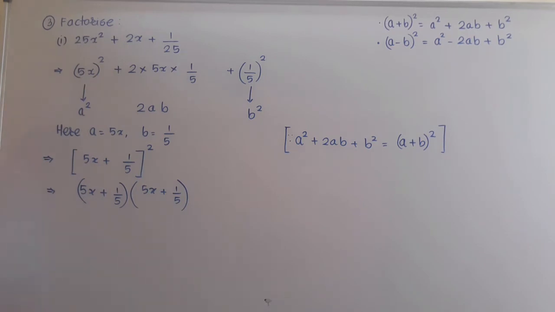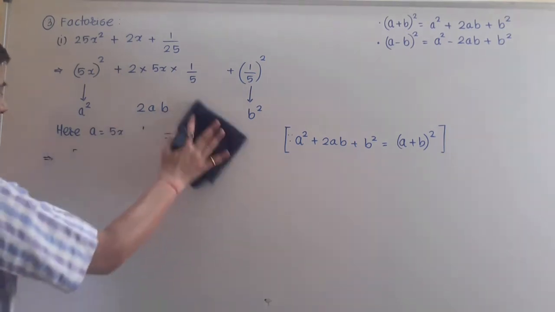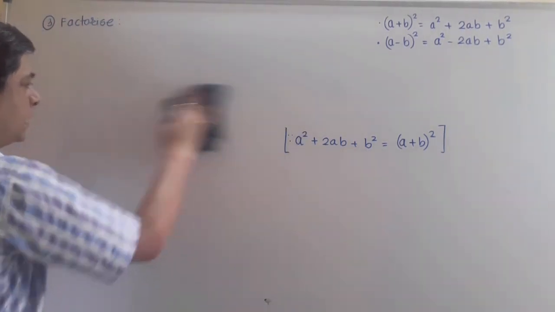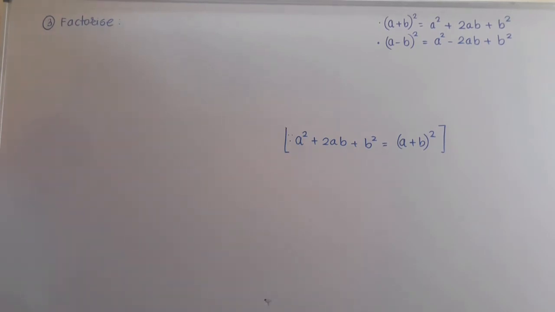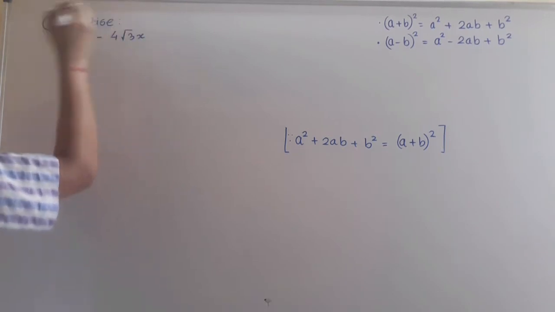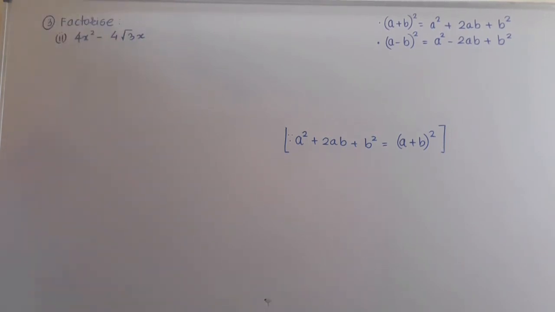Now let us see the next question. Question number 3, second part. Okay, the second part I am solving, and then again part number 3 I am keeping for you. So let us see the second part now. In the second part we are given that some terms are of root. Okay, so the second part is given here: 4x square minus 4 under root of 3 into x, and then we have plus 3.